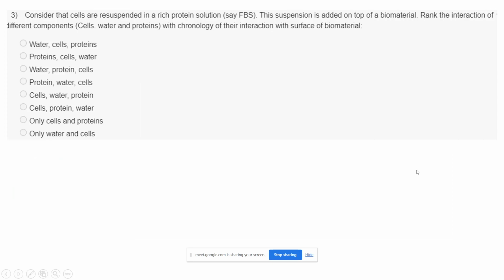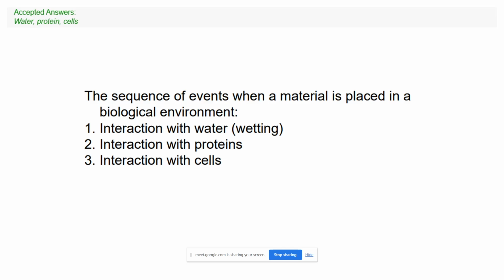So the third question was, consider that cells are resuspended in a rich protein solution, say FBS. The suspension is added on top of a biomaterial, and we have to rank the interaction of different components, cells, water, and proteins, in chronology of their interaction with the surface of the biomaterial. When we expose a biomaterial to cells, water, and protein, first wettability will be there, water will come in contact with the surface, then proteins will come, and then cells will come after the proteins. So water, protein, and cells will be the chronology.